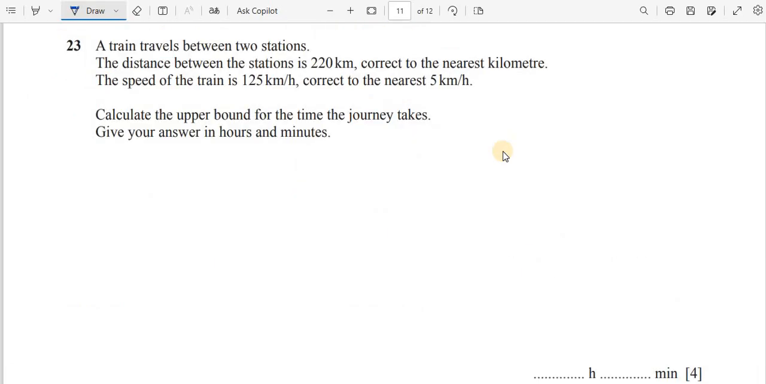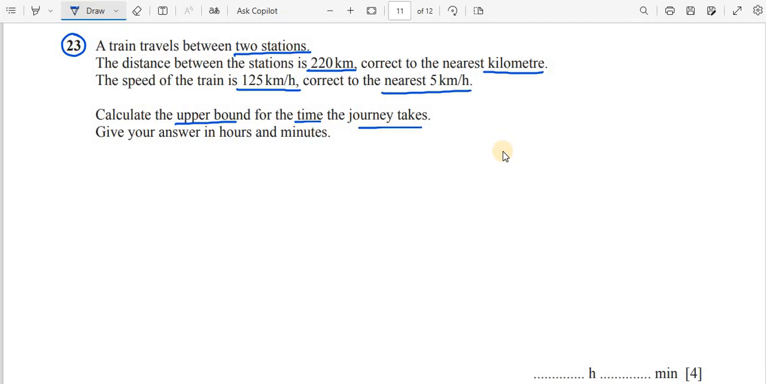The last question of this paper, question number 23. A train travels between two stations. The distance between the stations is 220 kilometers, correct to the nearest 1 kilometer. And the speed of the train is 125 kilometers per hour, correct to the nearest 5 kilometers per hour. Calculate the upper bound of the time the journey takes. Give your answer in hours and minutes.